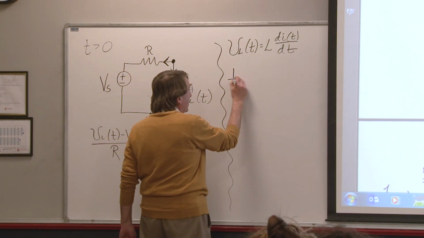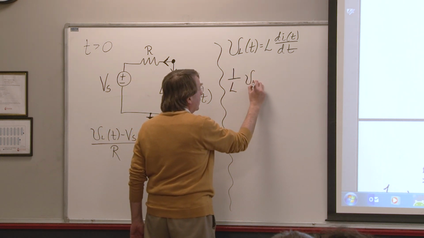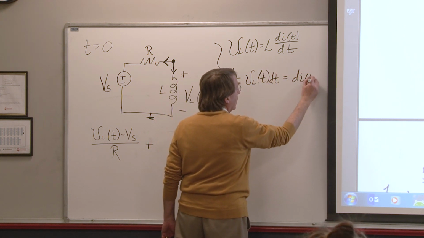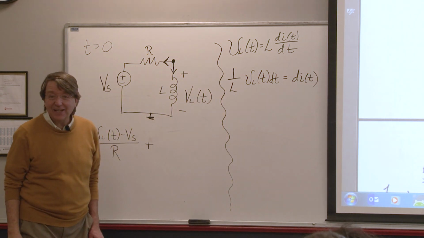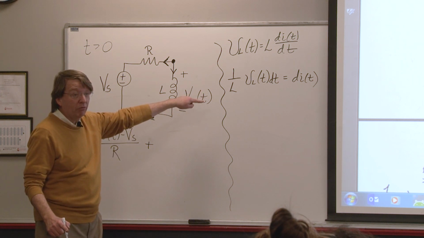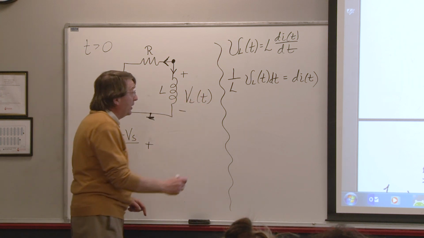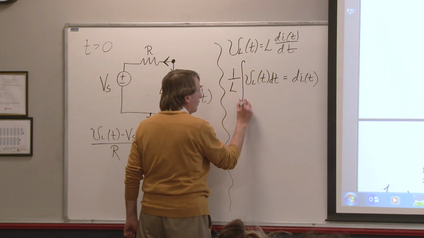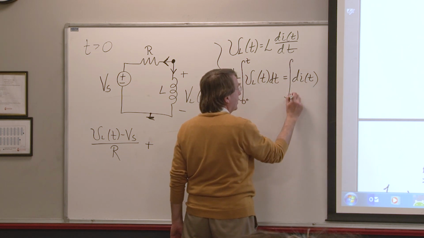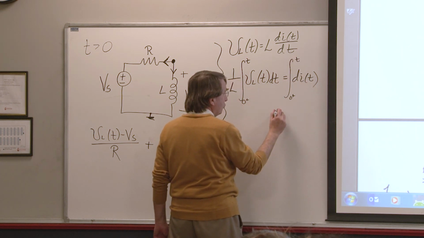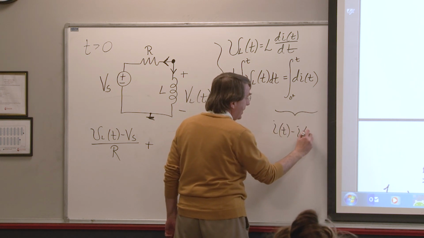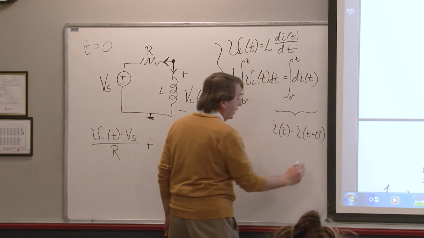I've seen this done in class. Does that look okay? All right. I just wrote it this way. How am I doing? What do I do next? Take the integral on both sides. Now, what does the right-hand side then become? I at t minus I at t equal 0 plus.